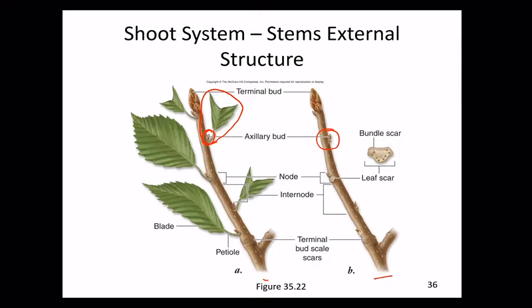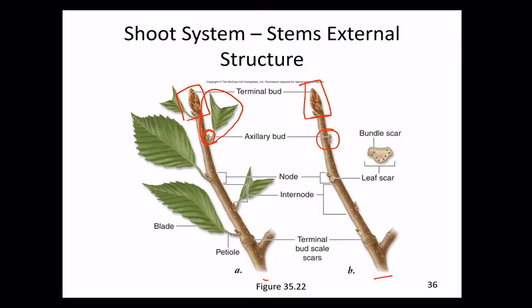In addition to that, we can also notice here at the end of the stem is what we refer to as the terminal bud. And the terminal bud you can think of as being similar to the location of the plant apex. This is where the primary growth is going to occur. And so the primary growth will occur out of the end of that.